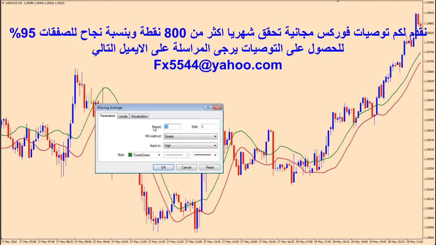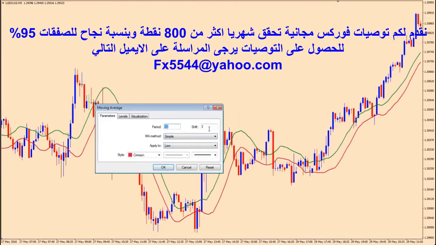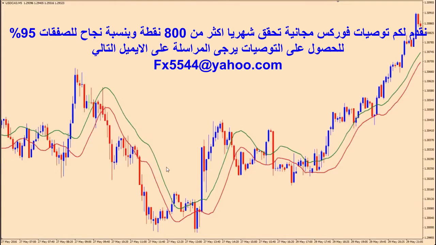We'll take a quick look. This is a 12-period moving average. It's a simple moving average, and it's shifted 3 periods into the future. This green moving average is applied to the high, while the red moving average is exactly the same, but it's applied to the low price. So that explains why these two moving averages never cross each other, because they're identical, except one's applied to the high and one's applied to the low. We actually get our crossover in this technique with a trend line.